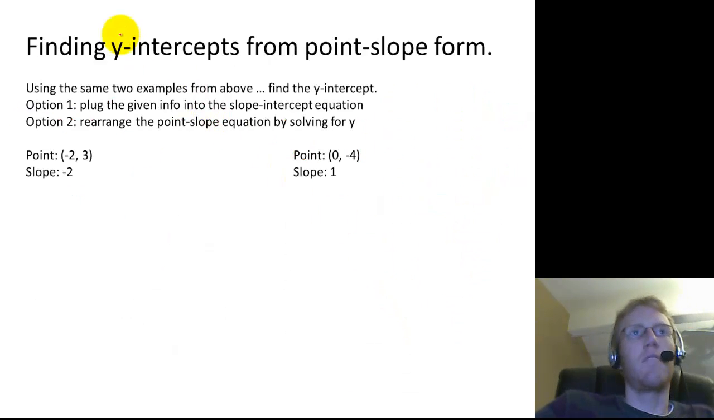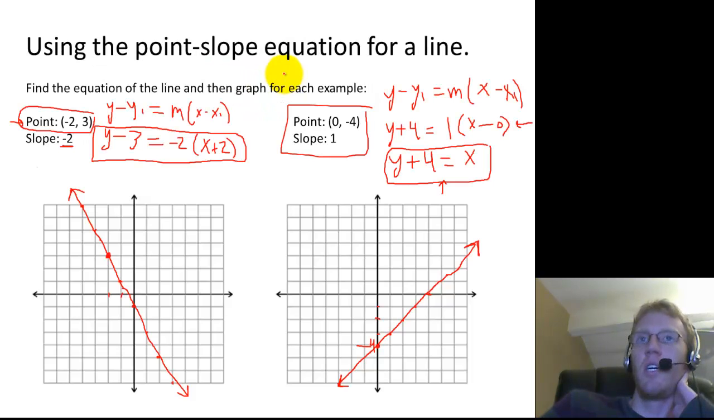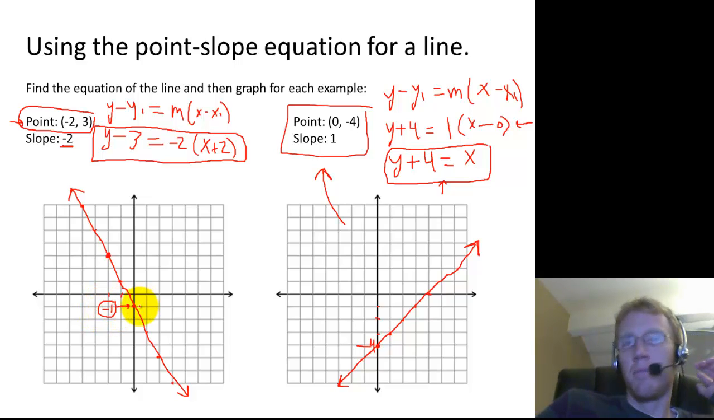Okay, let's see, finding the y-intercepts from point-slope form. Suppose you're given this equation in point-slope form, how do you find the y-intercept? There are two different ways you can do it, and we're going to use the two examples we just did. Let me go back one slide. Here are the two examples we just did. This one was really easy to find the y-intercept, obviously, because the point was (0, -4). This one might be a little more tricky. You can look at the graph and see that it should be at -1, but we want to do some calculations to confirm that.